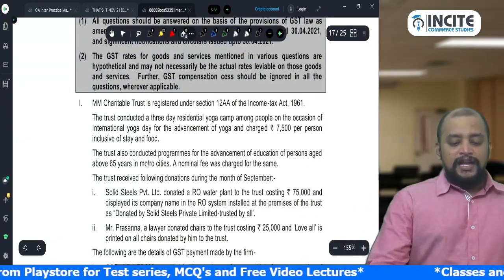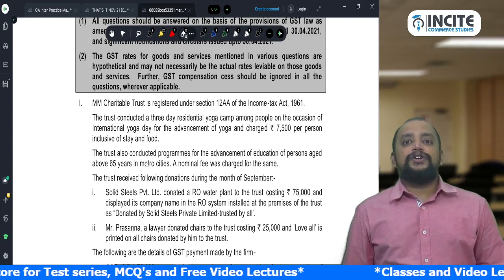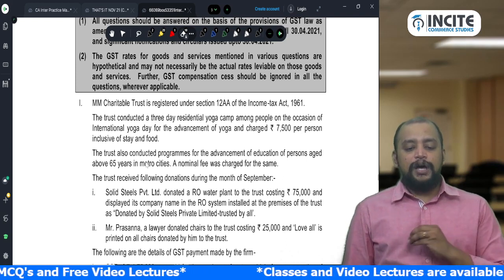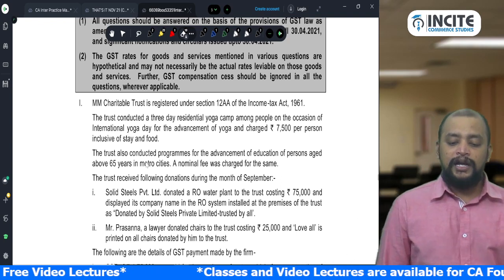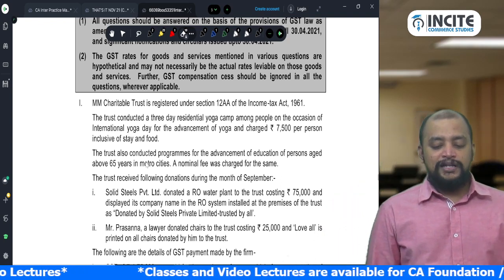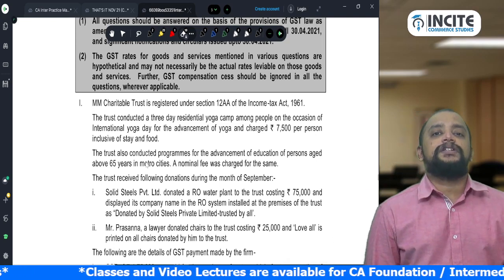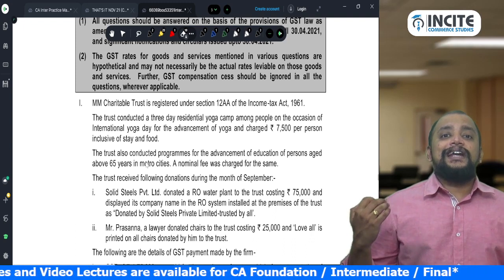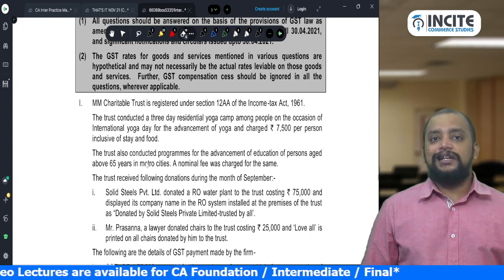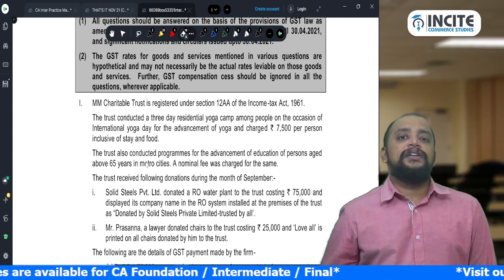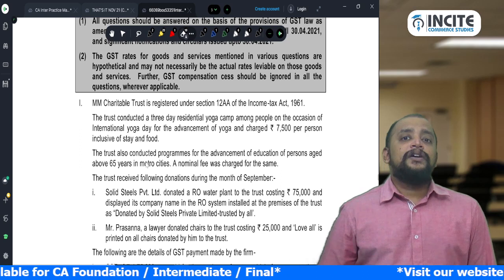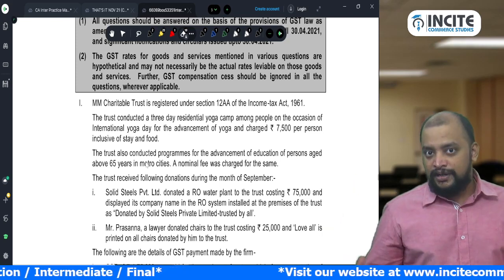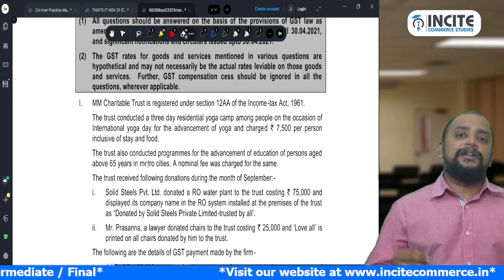So first, the Charitable Trust is registered under section 12AA of the Income Tax Act. The trust conducted a 3-day residential yoga camp among people on the occasion of International Yoga Day for the purpose of advancement of yoga, and charged 7,500 per person inclusive of stay and food. Under section 12AA, certain charitable activities provided by a charitable trust are exempted. What are those charitable activities? We have a list of charitable activities. In that, services by way of advancement of religion, spirituality and yoga are exempted. Therefore advancement of yoga by a charitable trust is exempted.